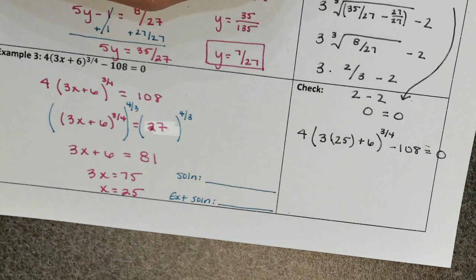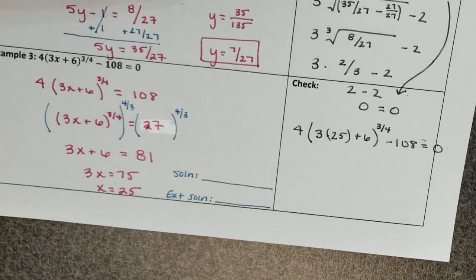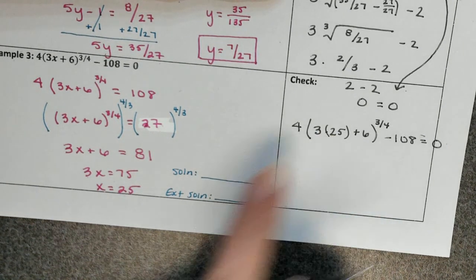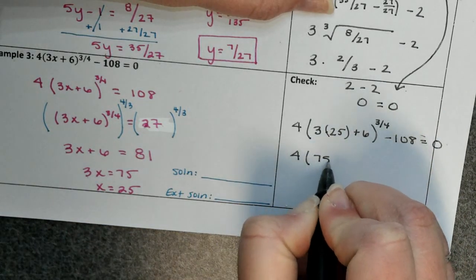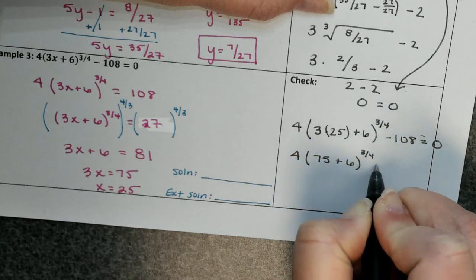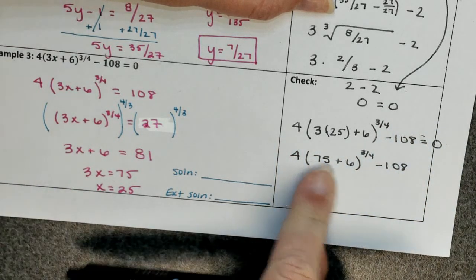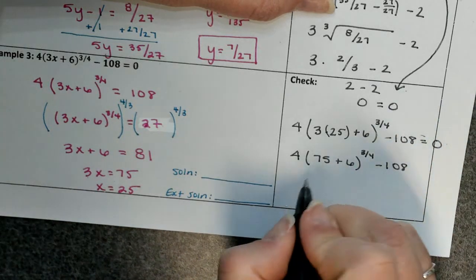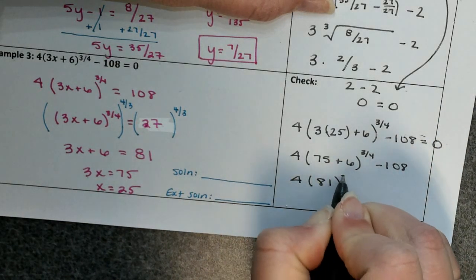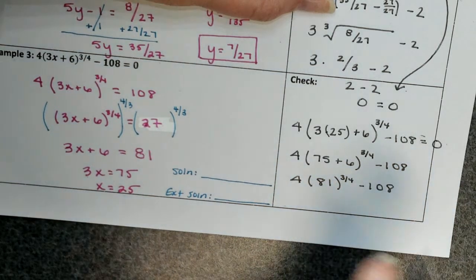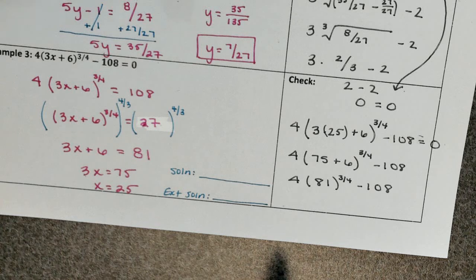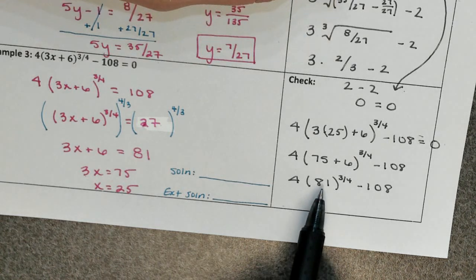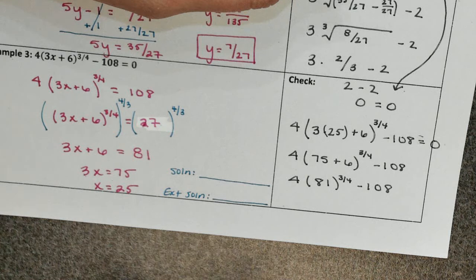All right. What do I do first? The inside of the parentheses, 3 times 25, which is 75, plus the 6, to the power of 3/4 minus 108. 75 plus 6 is 81. Now that I've taken care of the parentheses, PEMDAS says to take care of the exponents. Remember, radicals are exponents, right? So they apply at the same time. So 81 to the power of 3/4. Do that on your calculator.